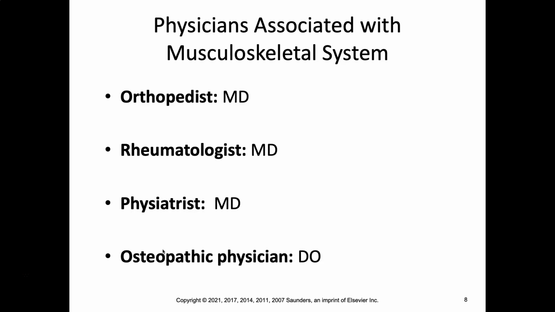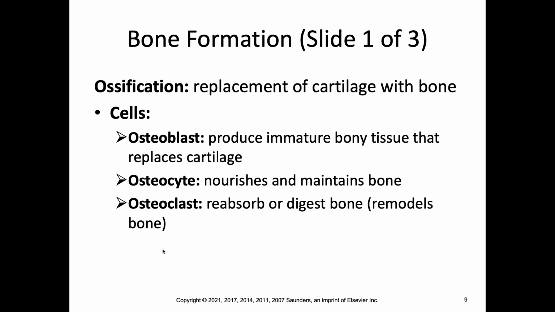Physiatrists work primarily in the inpatient and outpatient rehab field, helping patients come back from injuries or disease or other kinds of illnesses that have impacted their musculoskeletal system. And then you may have heard of rheumatologists. Those look particularly at patients with autoimmune type musculoskeletal illnesses, like rheumatoid arthritis or lupus. They're looking at that. So that's how those are all involved.